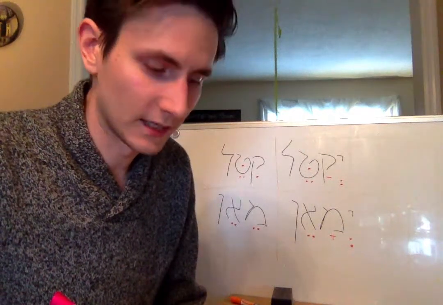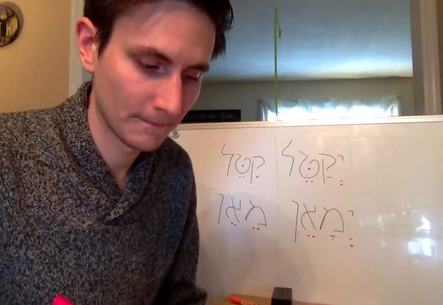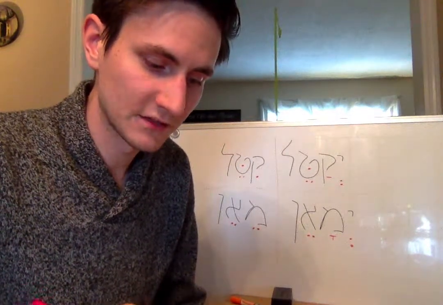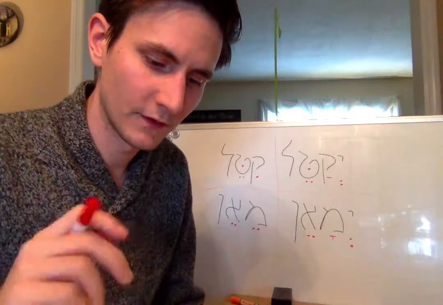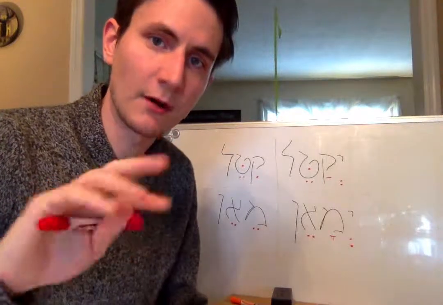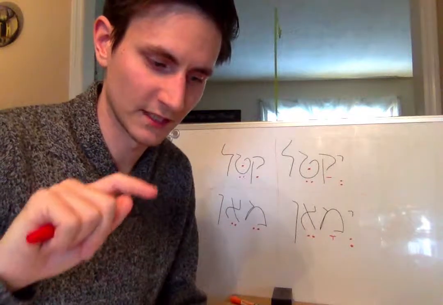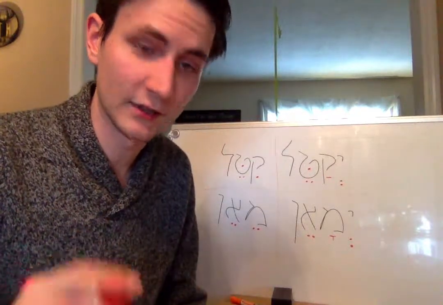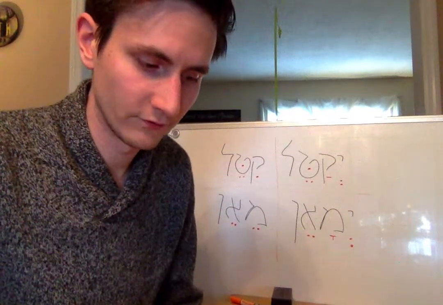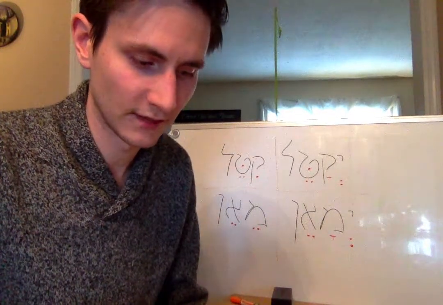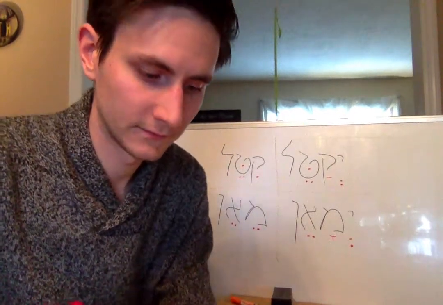Next one is tzava, in the Piel, to command. And note that this is one of the few examples of a vav being a part of the three-letter root system. And so instead of it being a mater, it's actually a full consonant. So tzava. It's one that you just need to memorize and recognize. And this means to command. And in the Piel, it will show up as tziva.